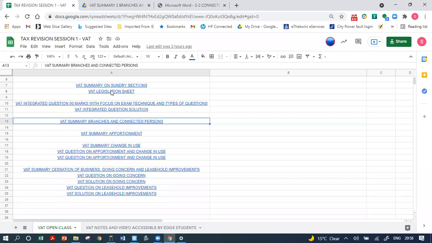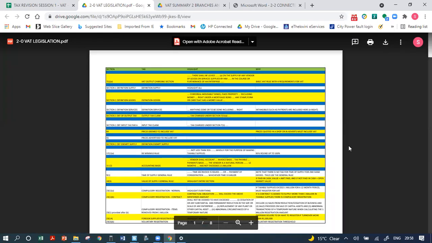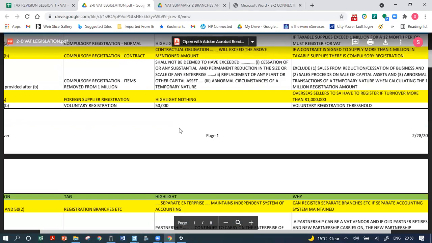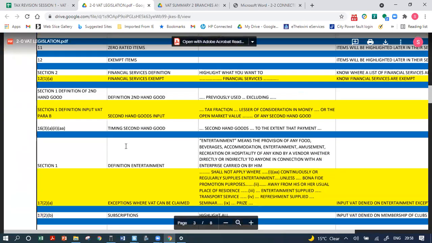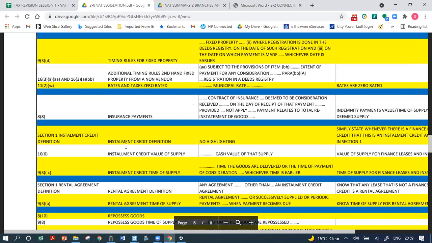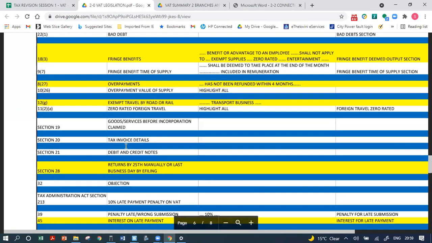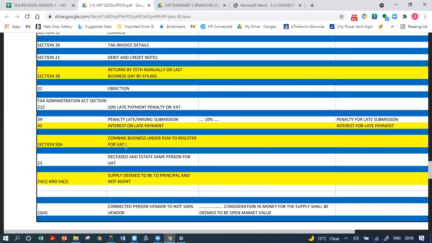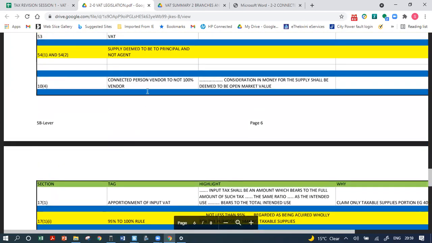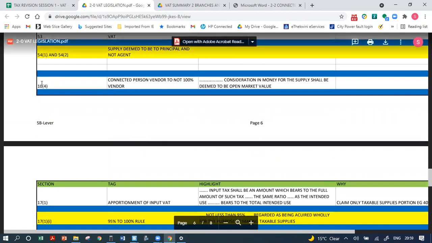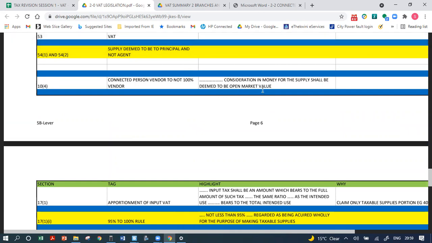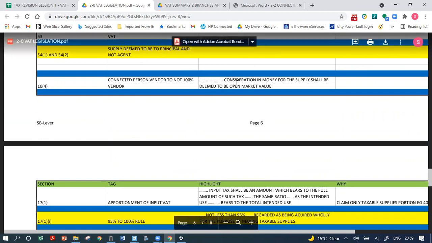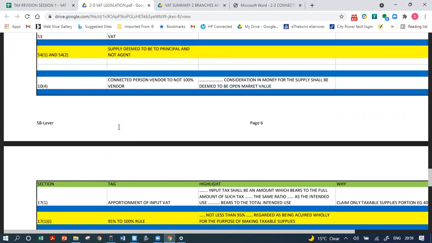Okay, now, as far as this is concerned, just with the VAT legislation sheet, you don't need to remember all of this stuff all by yourselves, okay? Please just remember for every single one of these sections, I've got tags within the book, within this sheet itself. So guys, if you want to have a look here, connected person to not 100% vendor, section 10.4, consideration in money for the supply shall be deemed to be open market value. So if you can't remember what happens with a connected person vendor to not 100% vendor, if you tag it properly in the book, it'll be absolutely fine.